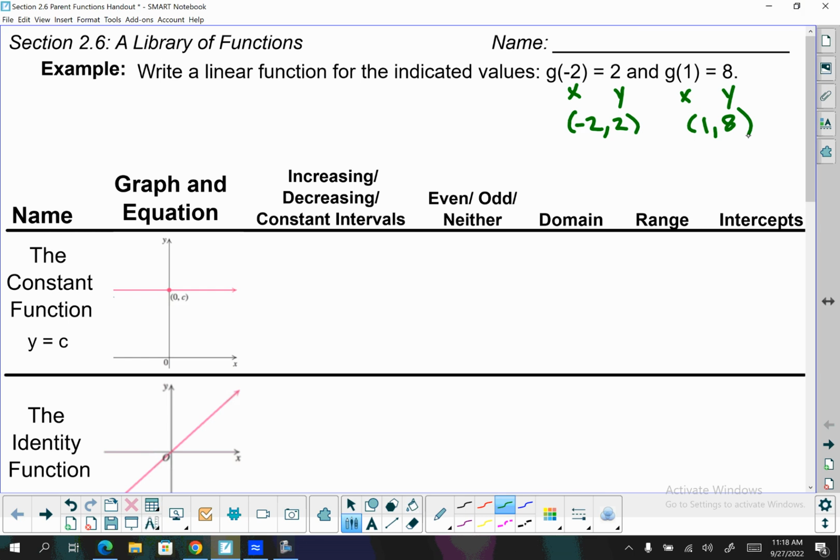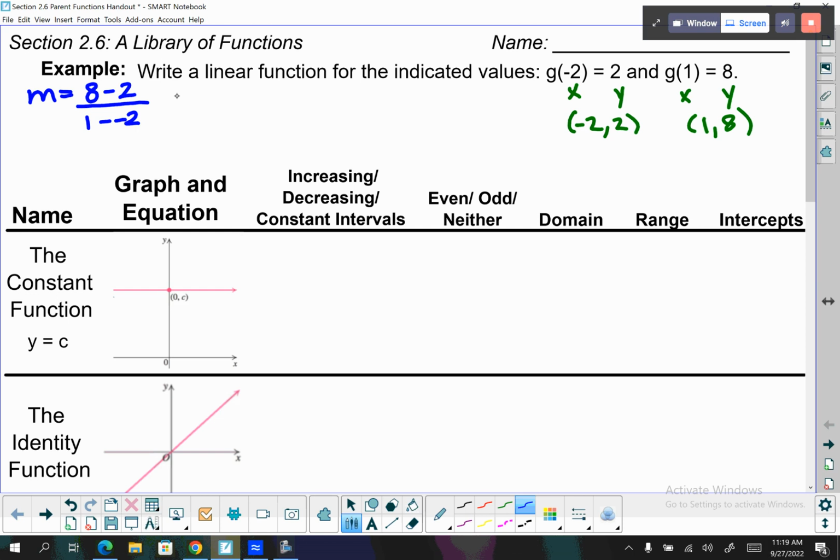All right, so all I have to do is find a linear equation, which just means an equation of a line between these 2 points, which we know how to do. What's the first thing we do? Find the slope. y2 minus y1 over x2 minus x1. And I get 6 over 3, which gives me a slope of 2.